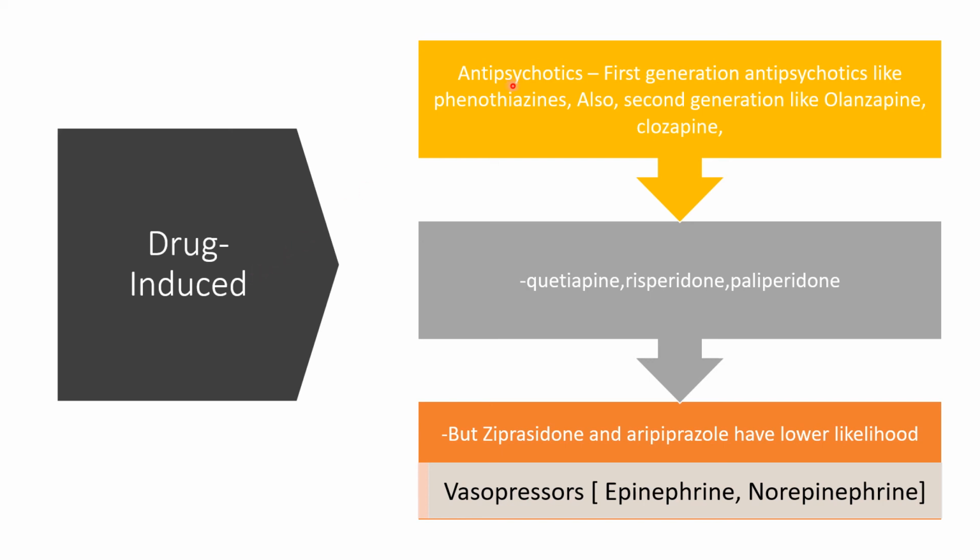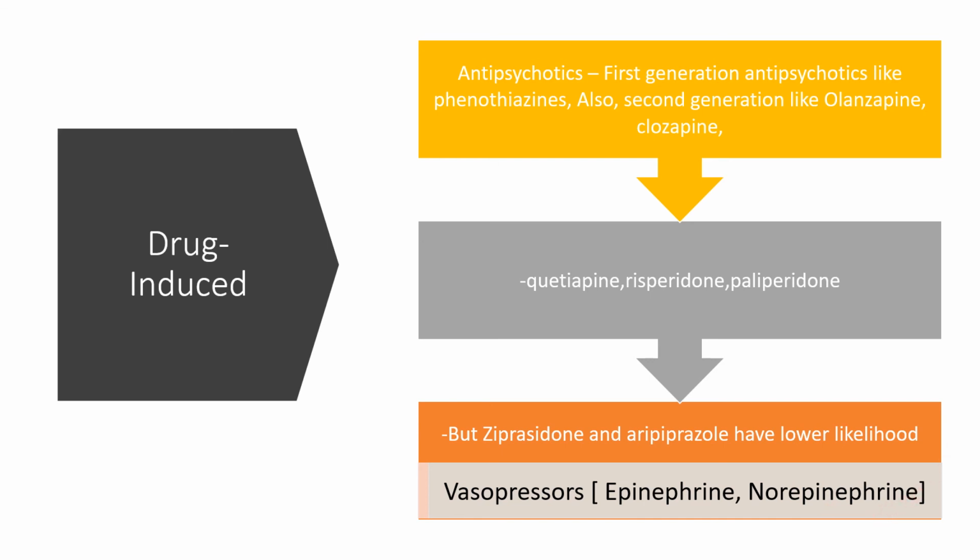Okay, let's go through the list. Antipsychotics. First generation antipsychotics like venlafaxine. Also, second generation antipsychotics like olanzapine, clozapine, quetiapine, risperidone, paliperidone. But ziprasidone and aripiprazole from the second generation will have lower likelihood of glucose metabolism derangement. Vasopressors that can increase glucose or worsen diabetes mellitus will be epinephrine. That is, if you are in North America, it is known as adrenaline in Europe, or norepinephrine, or noradrenaline in Europe. Okay?